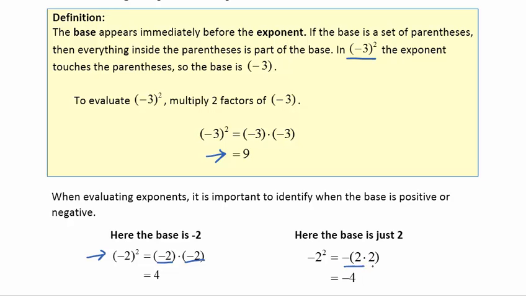So essentially we have this here. The 2 is getting squared, and then we're kind of bringing this negative along for the ride. So we'd go 2 times 2 is 4, and then with the negative out front, we'd end up with a negative 4 answer. So be very careful. With parentheses, we're going to end up with a positive 4 as an answer. Without parentheses, we'll end up with a negative 4 as an answer.